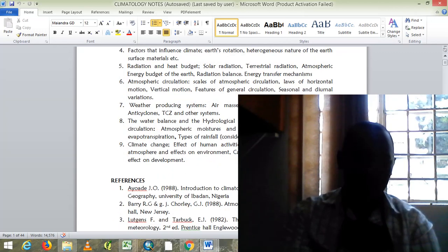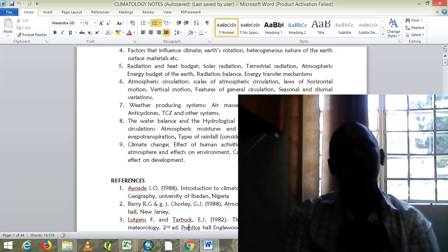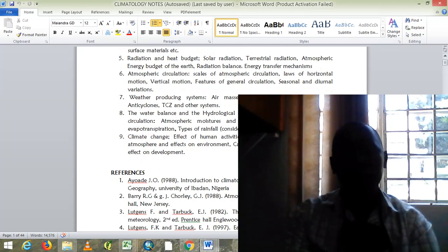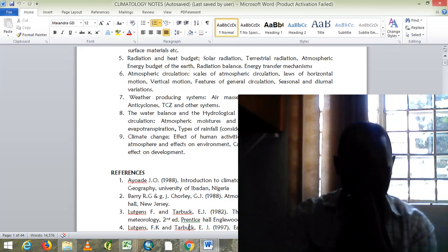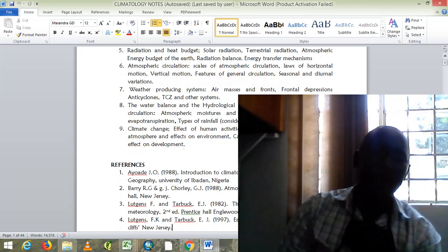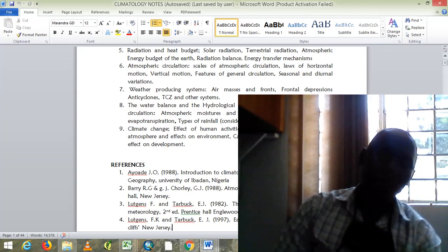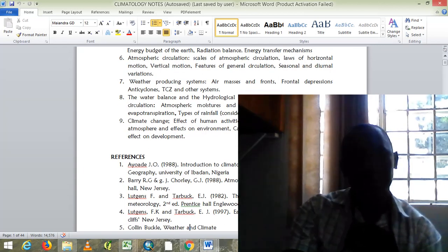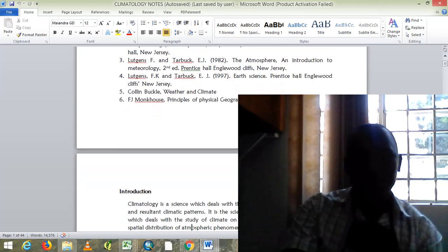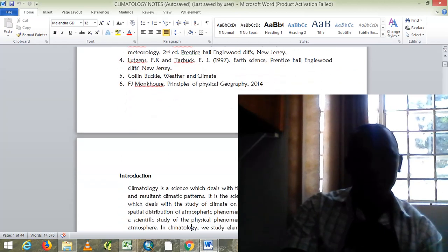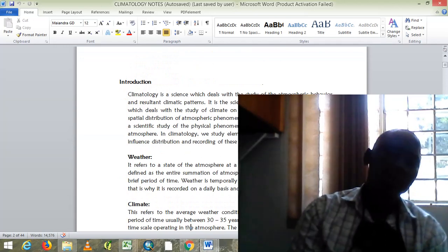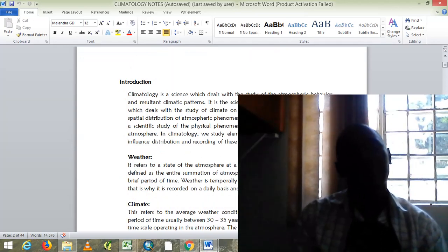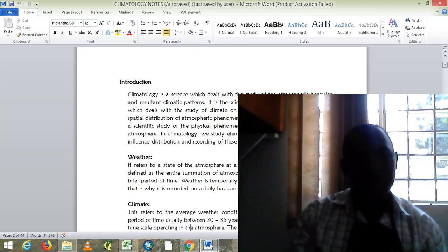Number 7, we'll look at the weather producing systems. Here we'll be looking at air masses and fronts, where we shall be looking at the concept of the ITCZ and cyclones and anticyclones. Then 8, we'll look at the water balance and the hydrological cycle and its relationship to atmospheric saturation, to general saturation. And then lastly, we'll look at some aspects of climate change, because it's one of the new things that has come up, the new paradigms. So we need to understand what climate change is and what's the difference between climate change and climate variability.